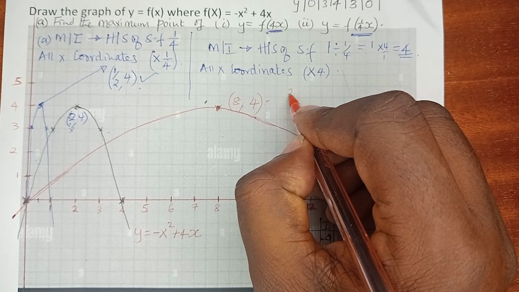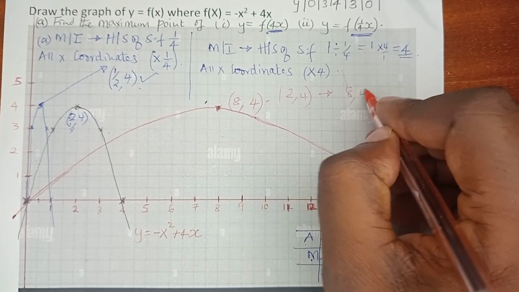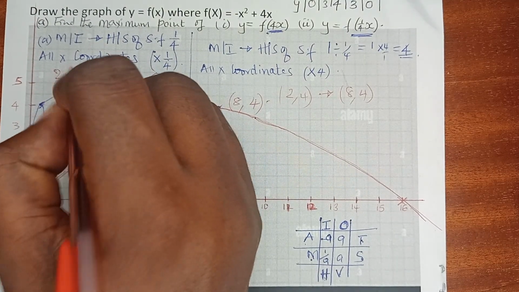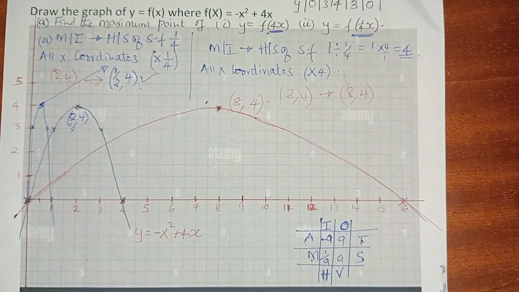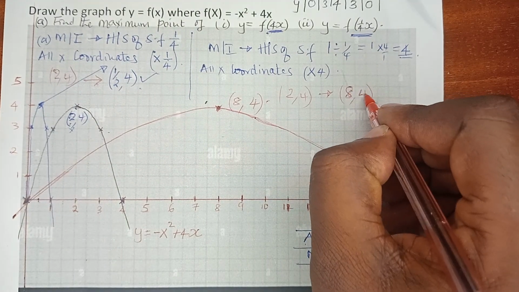In this particular case, (2, 4) is mapped to (8, 4), and in the earlier case, (2, 4) is mapped to (a half, 4). Those are the solutions to those questions, and that's the end of that example.